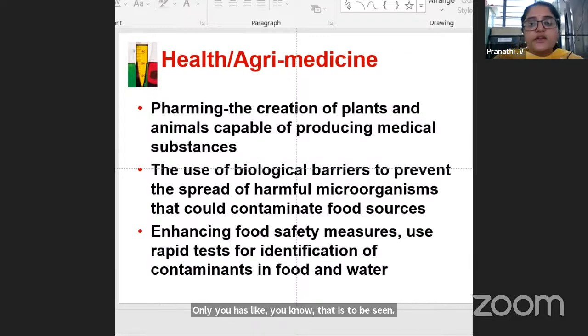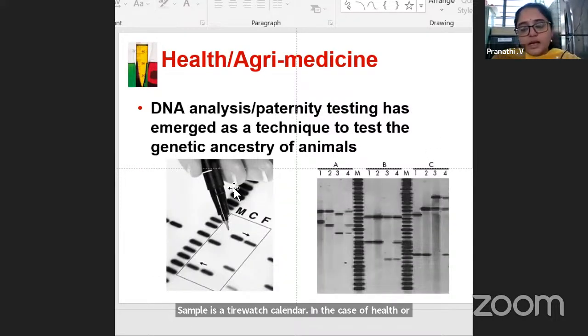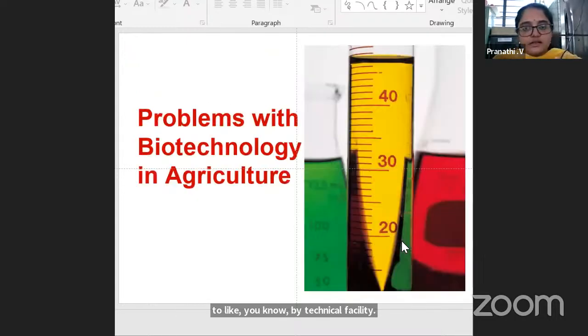In the case of health or agriculture, you can use different types of testing through biotechnological tools. Paternity testing is one. You can find out the ancestry of animals as well.